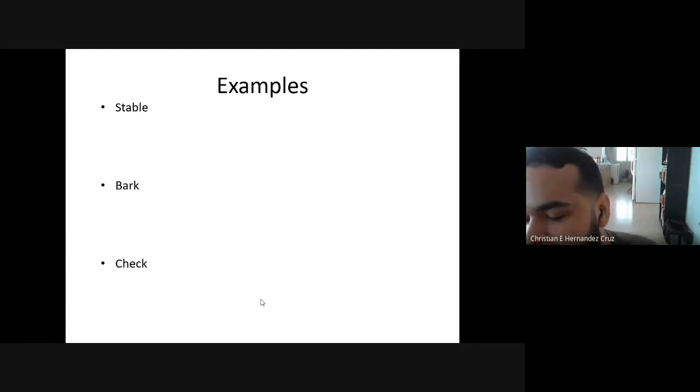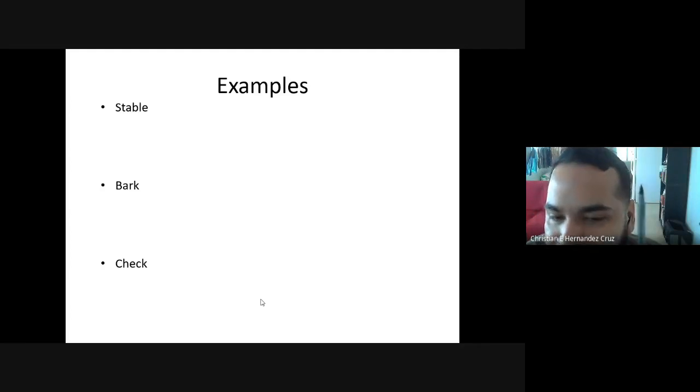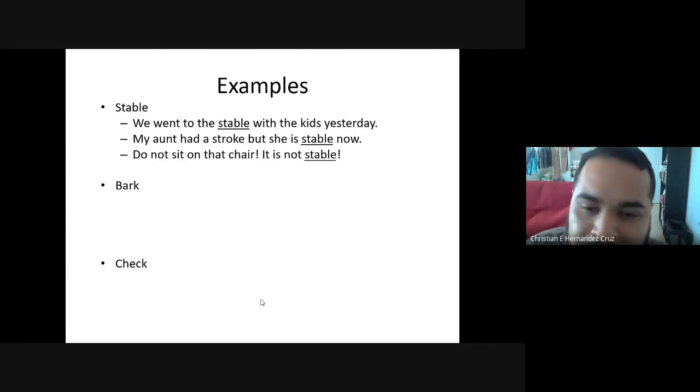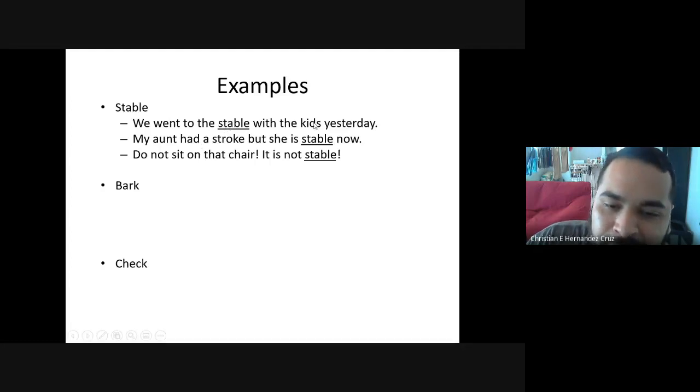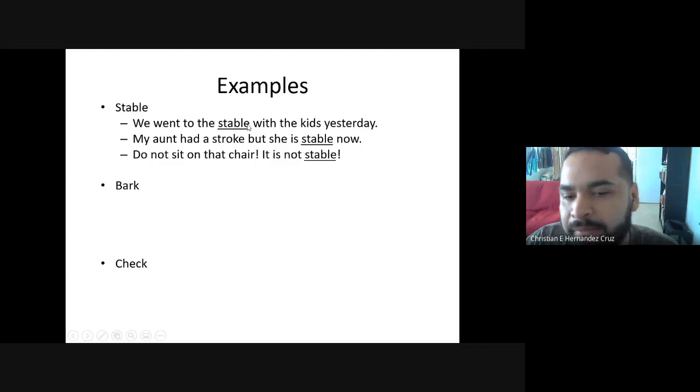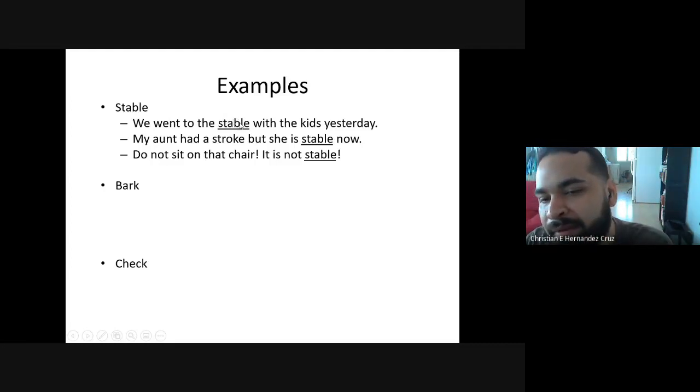Words within the English language that may have more than one meaning. So we have stable, bark, and check. Stable can evoke more than one meaning, such as what we're going to see right now. We went to the stable with the kids yesterday. So here, stable is working as a noun. It could be a place, it could be a thing.